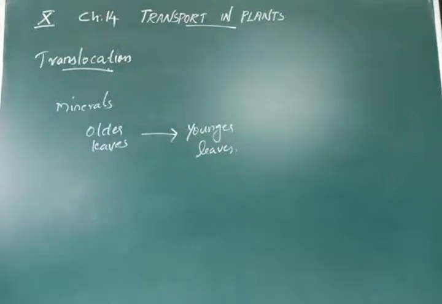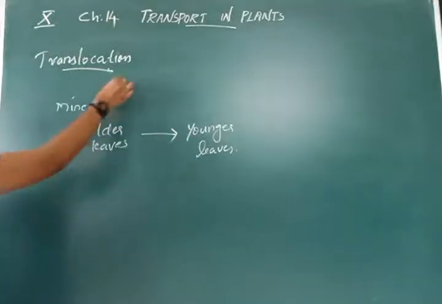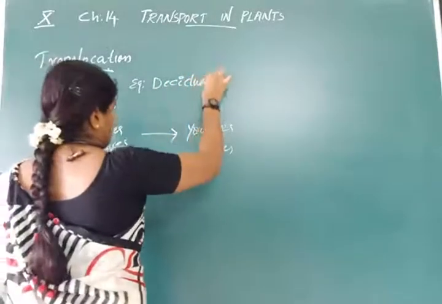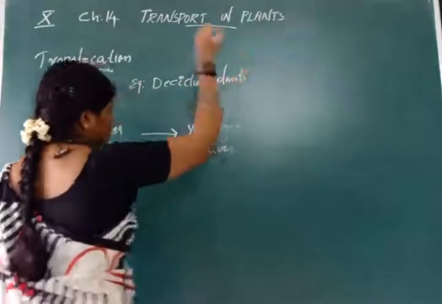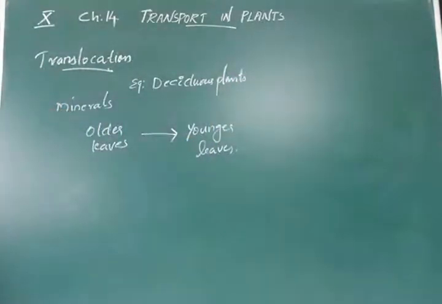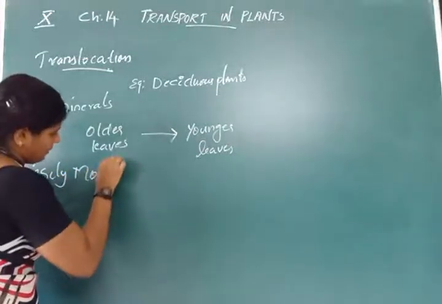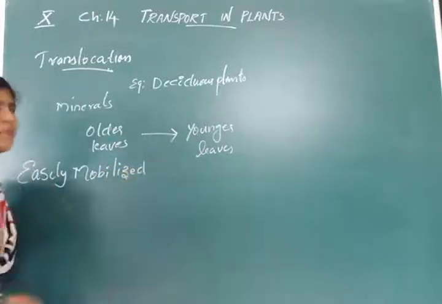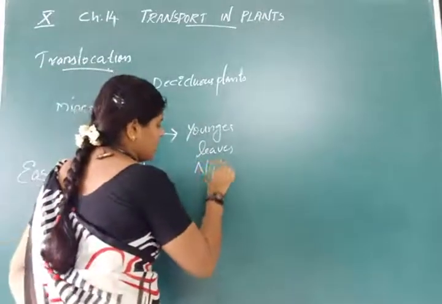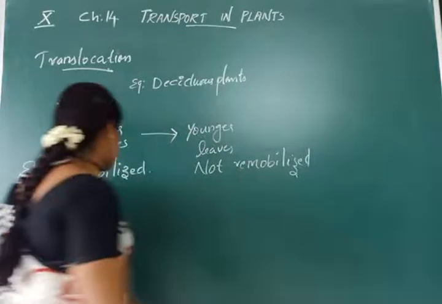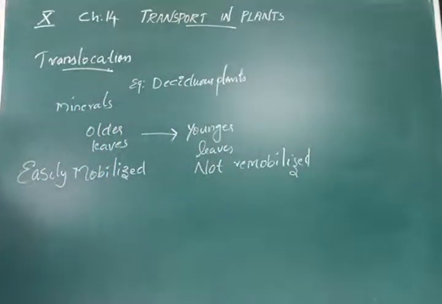This phenomenon can be easily seen in deciduous plants. Then there are two categories: easily mobilized minerals and not easily remobilized minerals.